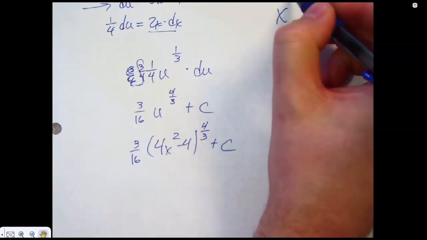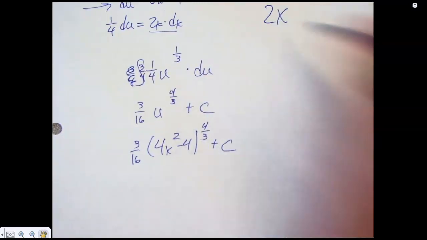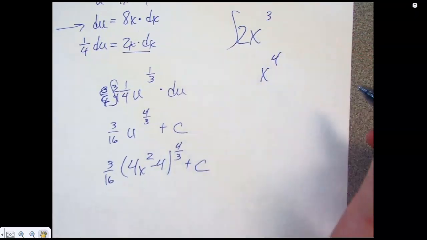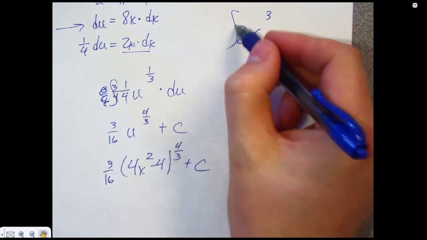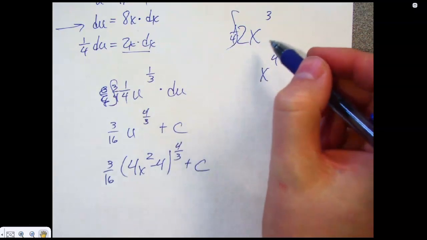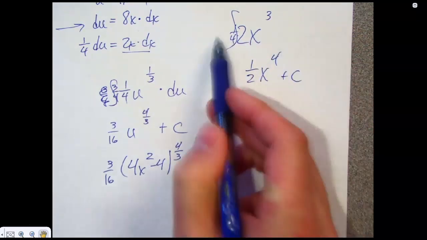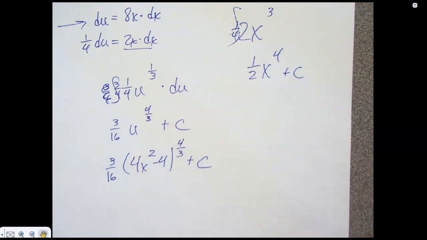Like if I had x to the 3rd, 2x to the 3rd, let's say, and I'm going to integrate it. So I add 1 to the power. Then I multiply by the reciprocal of the new power. Times the 2 that's already there, though, right? No, 1/2. But that's all I'm doing. It's just multiplying by the number that's already there.